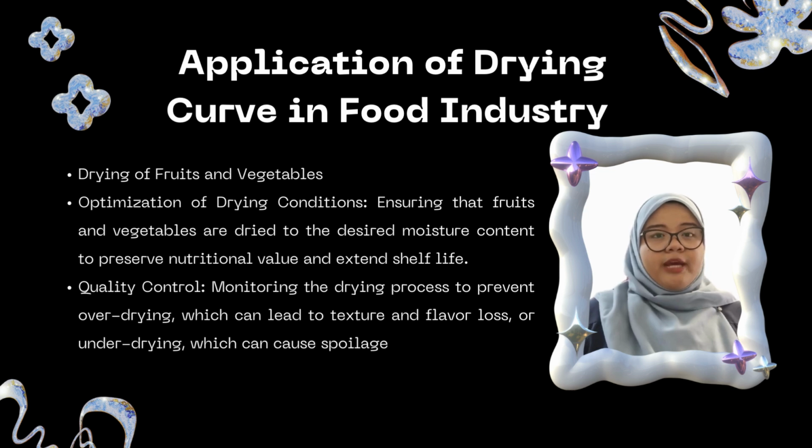Next, we will move to the application of the drying curve in the food industry. First, in the drying of fruit and vegetables. It can help in the optimization of drying conditions, which can ensure that fruits and vegetables are dried to the desired moisture content to preserve nutritional value and extend shelf life. For quality control, it can monitor the drying process to prevent over-drying, which can lead to texture and flavor loss, or under-drying, which can cause spoilage.